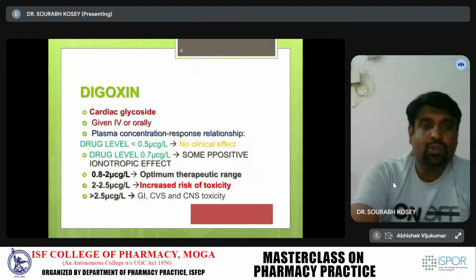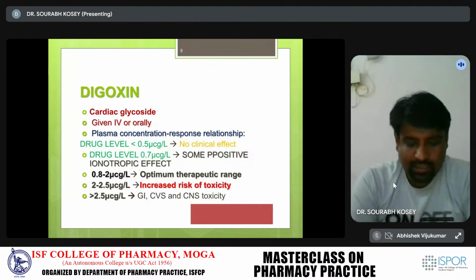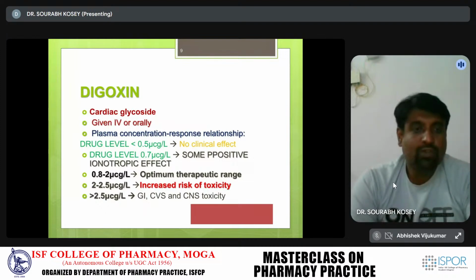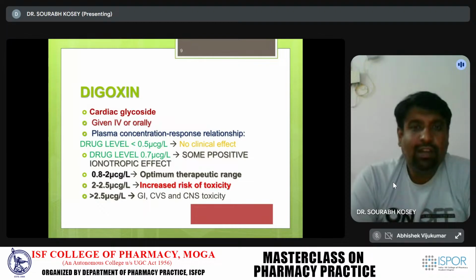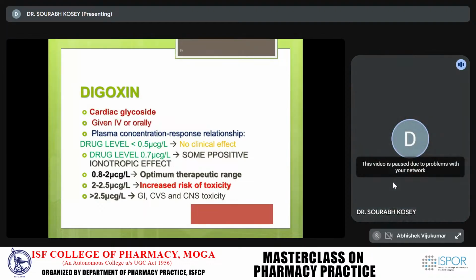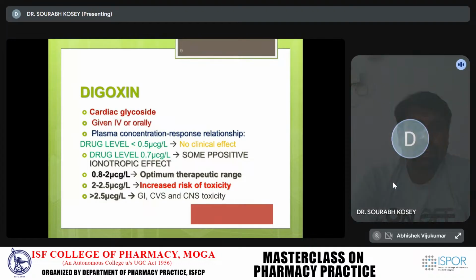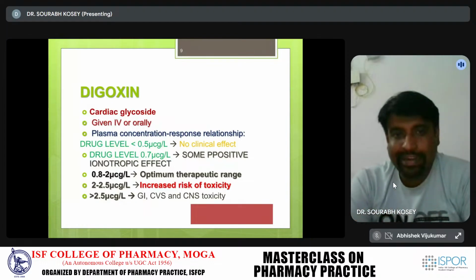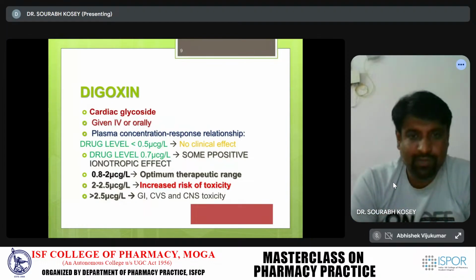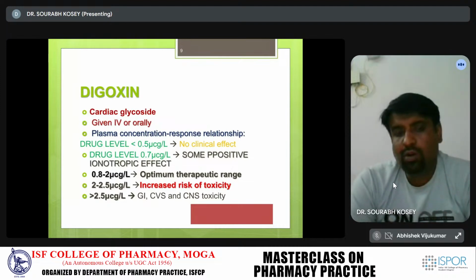Then one more example of such medicines are the glycosides, specifically digoxin. As you know, this medicine is widely used in the world in the emergency department, which is given IV or orally, where the plasma concentration and the response relationship of a graph of drug levels. If it is in the less amount, 0.5 microgram per liter, then no clinical effects are observed. But when some level is increased or titrated, some positive inotropic effects come. So similarly, in a therapeutic range, not more or not less.